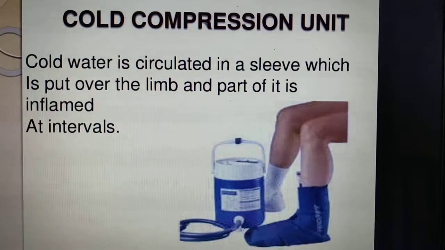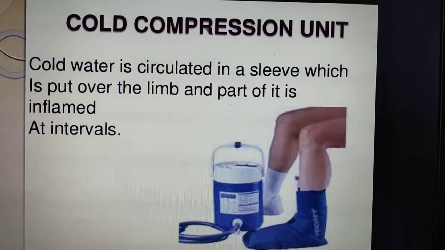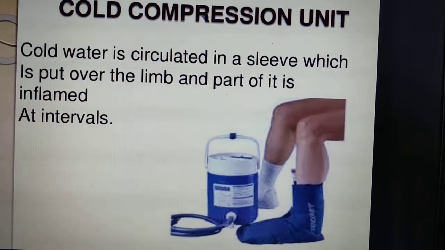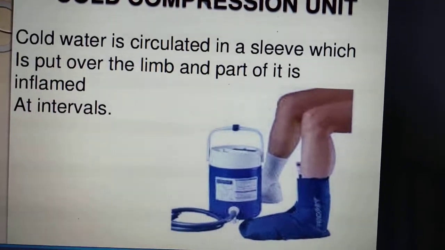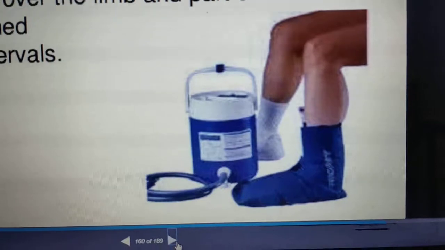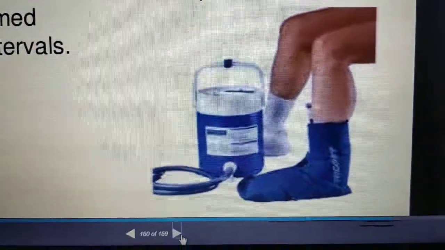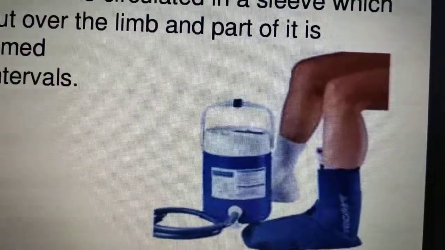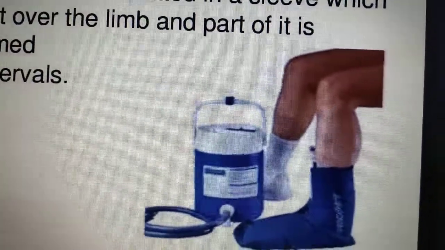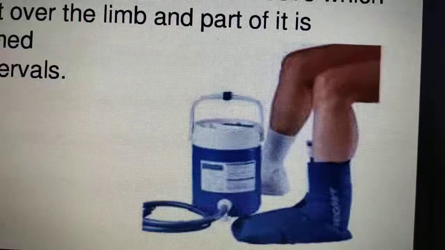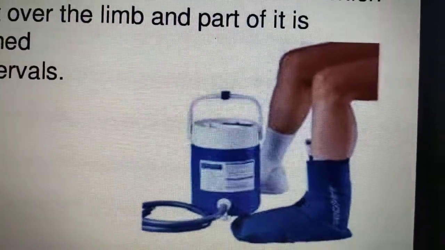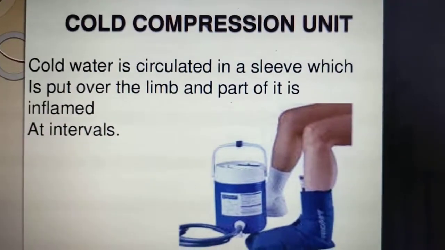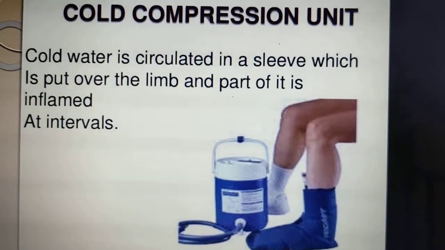Next is the cold compression unit. Cold water is circulated in the sleeves, which are put over the limbs. See here, the patient is connected with this unit. Here the cold water is running through to relieve leg pains, for example in long-standing varicose veins, where the veins are dilated. We can use this cold compression unit.